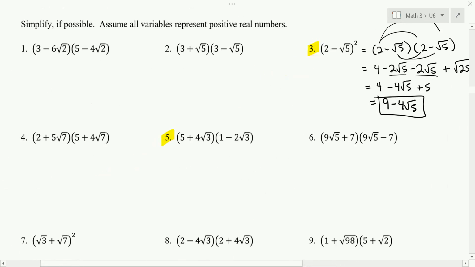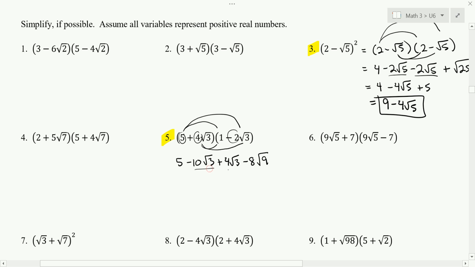Next, let's look at number 5. We're going to distribute 5 times 1, 5 times negative 2 root 3. Here you only multiply the 5 with the negative 2, and you get negative 10 root 3. 4 root 3 times 1 is positive 4 root 3. And 4 root 3 times negative 2 root 3. So here you multiply the 4 with the negative 2 to get negative 8, and multiply the root 3 times root 3 to get root 9.